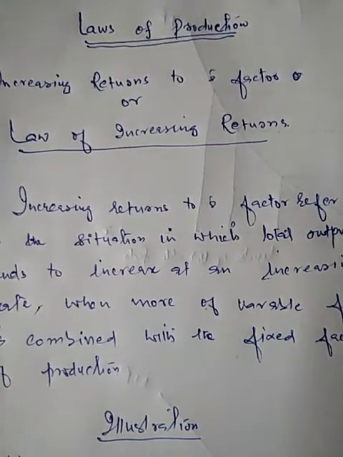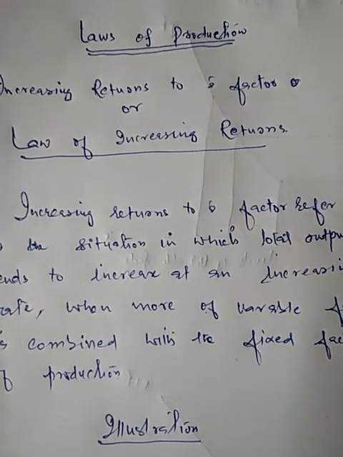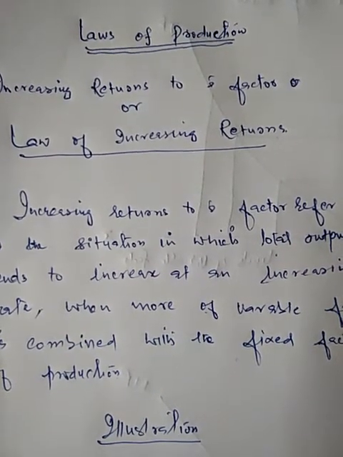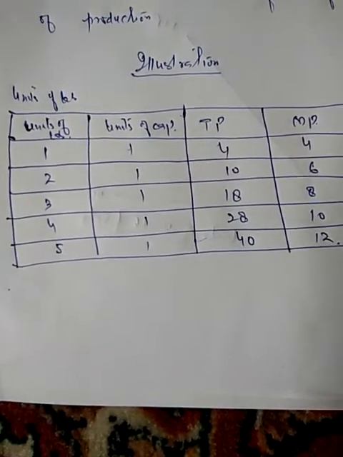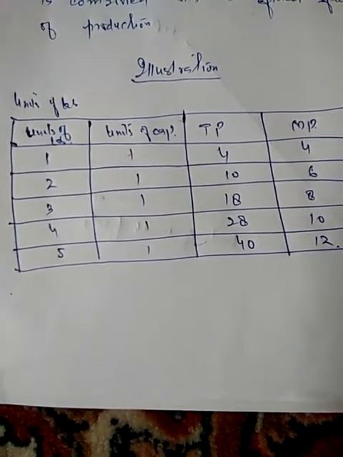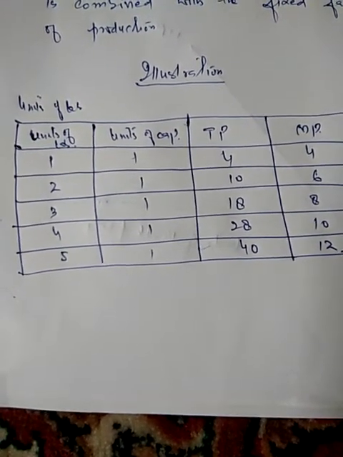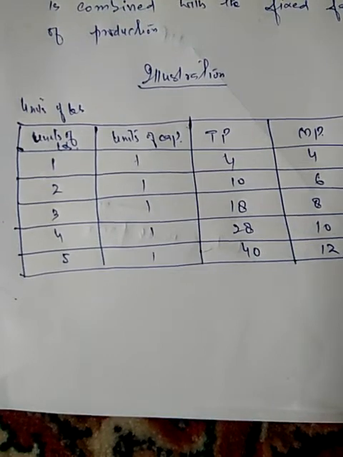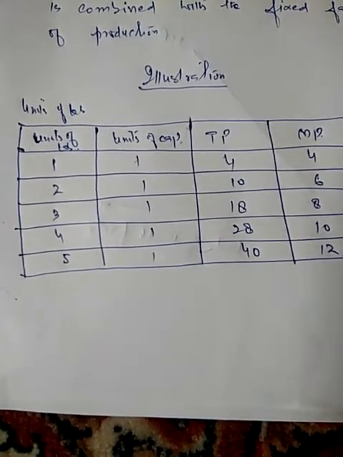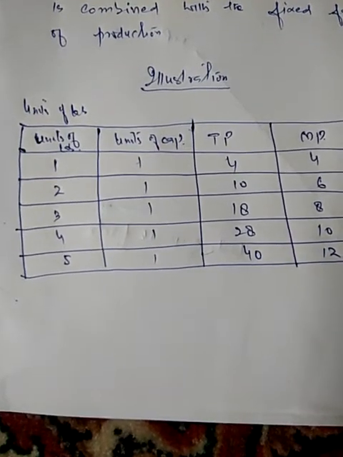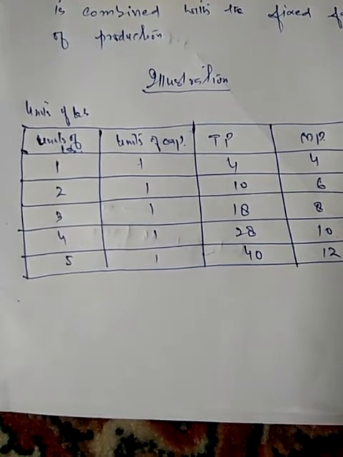To have a better understanding, let us try to illustrate this law, or the phase of production, with the help of a table. See, this table is in front of you. It reflects the behavior of output when variable factors are increased. In column first we have taken units of labor: 1, 2, 3, 4, 5. We are increasing the units of labor. Our capital, units of capital, is constant because it is a fixed factor: 1, 1, 1, 1, 1.